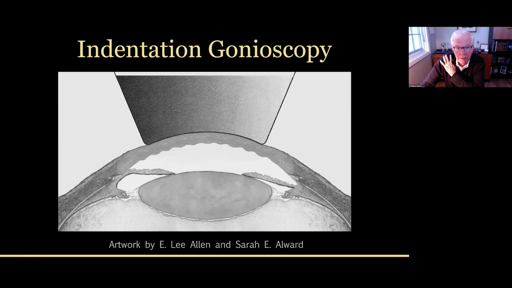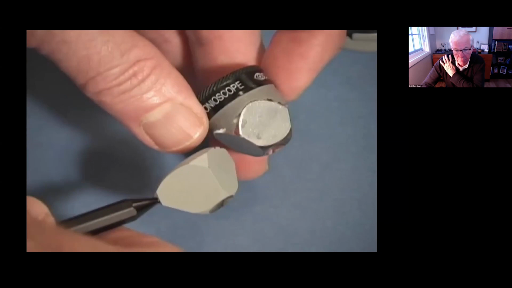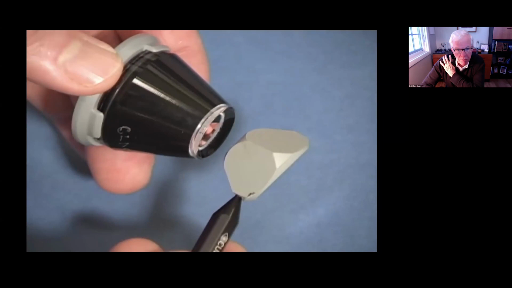So, wide open there. You need a lens with a small area of contact. Again, this is the Zeiss lens, Posner lens, Sussman lens. Any of these lenses would be great. And you can see here that these four-mirror lenses have a much smaller area of contact.